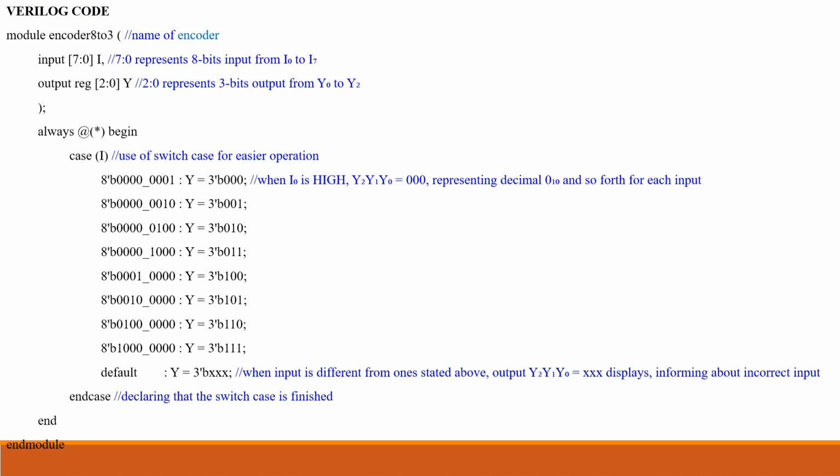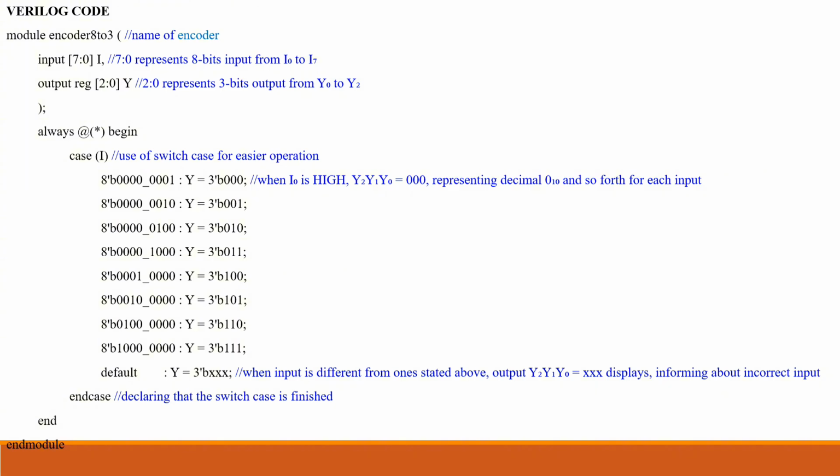This is the Verilog code. Our module uses the name encoder 823 with a [7:0] input I, which represents the 8-bit inputs I0 to I7, and output register Y[2:0], which represents the 3-bit output. And for this, we're using switch case, which helps for easy operation when you're dealing with multiple possible inputs.